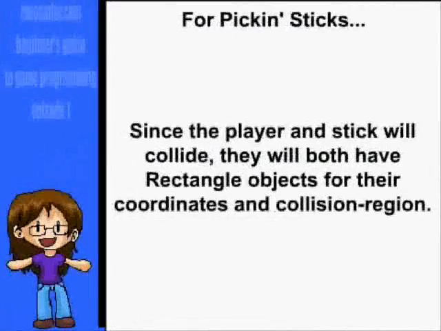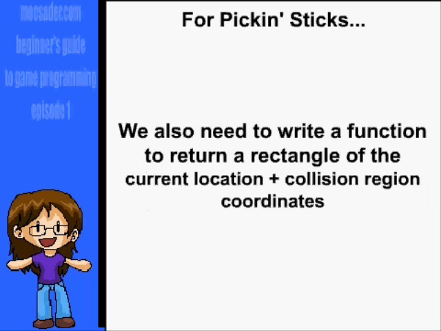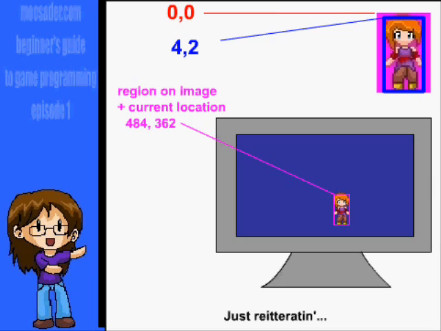We'll have two rectangles in the character and stick classes, one for their coordinates and one for their collision region. We will also write a function to return a rectangle, which is the region dimensions plus the object's coordinates. We do this because the collision region rectangle is relative to the actual image rather than relative to the screen.